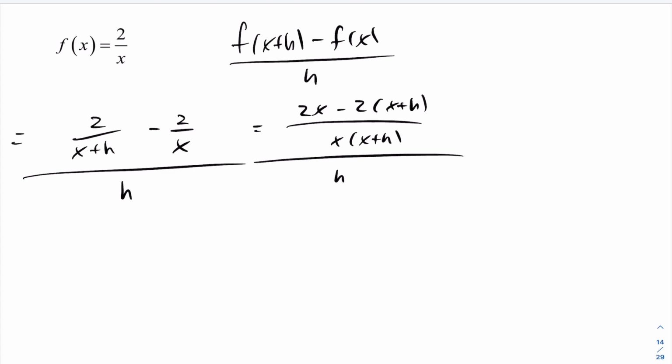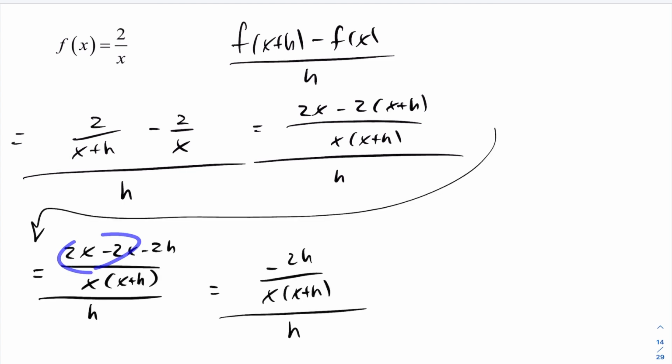Let's go ahead and simplify this up a bit. You'll notice here I can distribute that 2. We get a little bit of cancellation. Simplifying gives us, and you'll see here the 2x's cancel, I end up getting -2h over x times x plus h. The whole thing is divided by h.